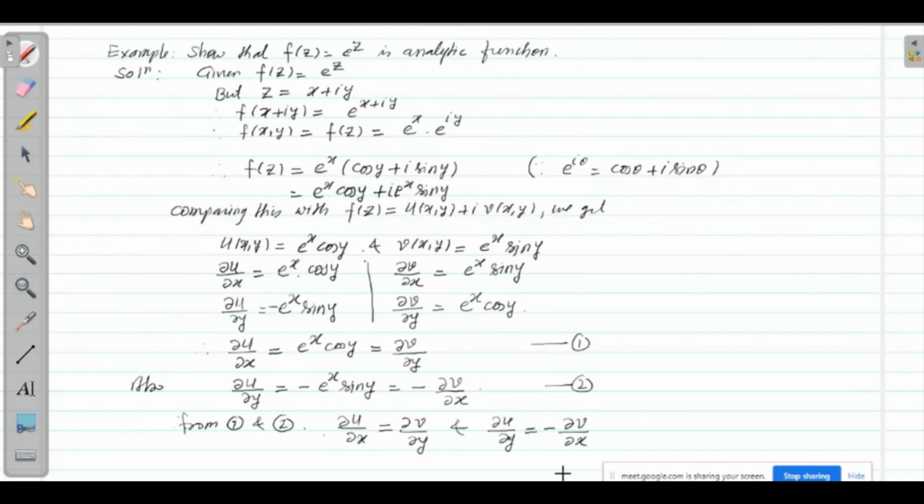And also, let us move to the next page. Also, all partial derivatives, that is dou u by dou x, dou u by dou y, dou v by dou x and dou v by dou y, are continuous.